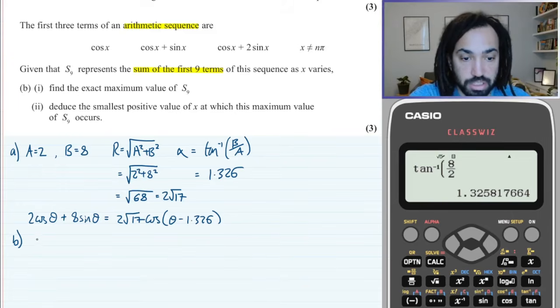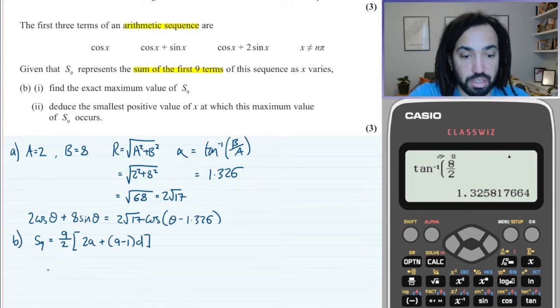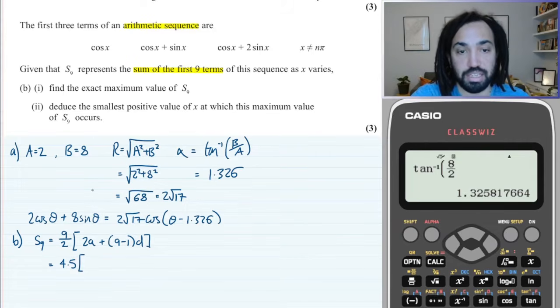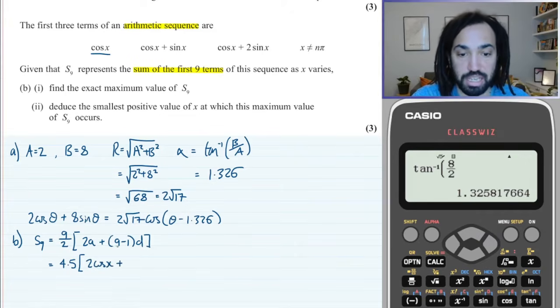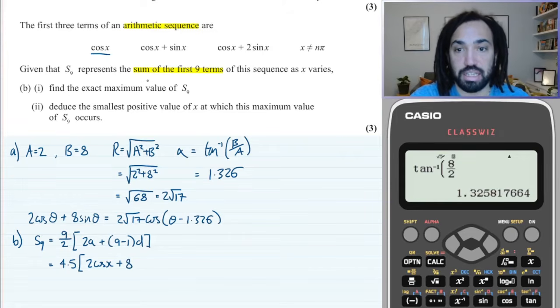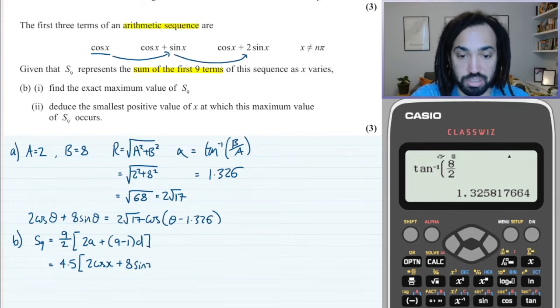So we know that the summation of the first 9 terms of an arithmetic sequence is the number of terms over 2, multiplied by, in brackets, 2 lots of the first term plus n minus 1, in this case 9 minus 1, multiplied by d. So this is 4.5 multiplied by 2 lots of a. Well, the first term is cos x, so 2 lots of cos x, plus 8 lots of d, and d is what we're adding on each time. And you can see what you add on to get to the next one. It's a sine x, and then that carries on by adding on another sine x. So the common difference is sine x.